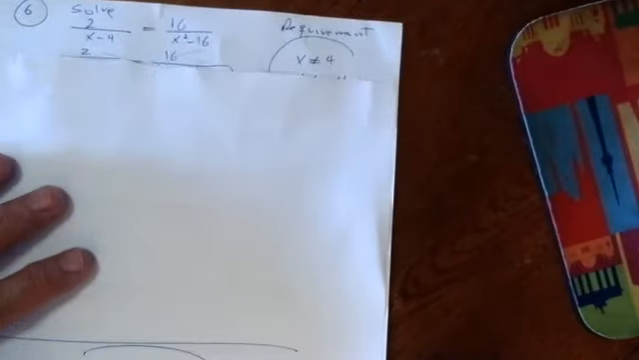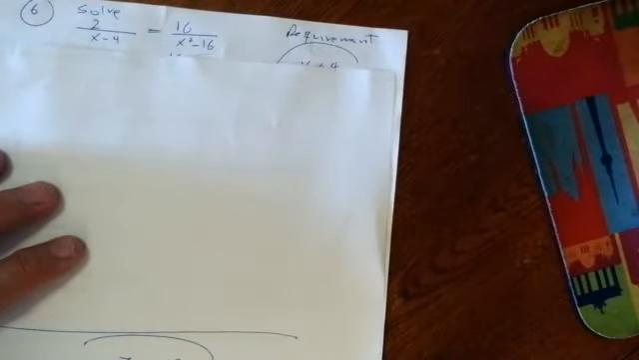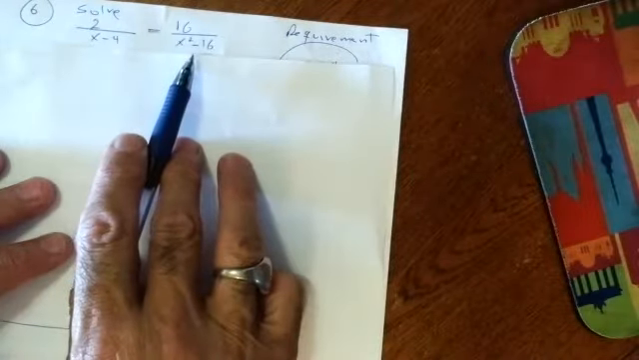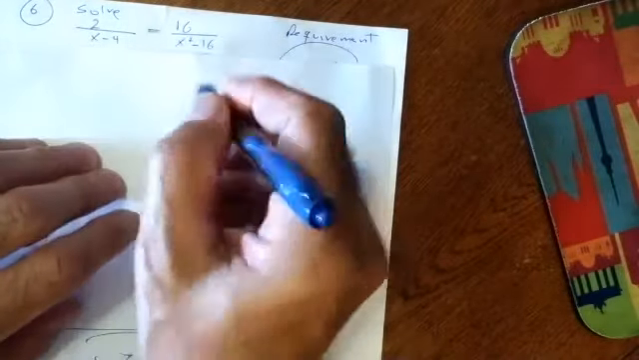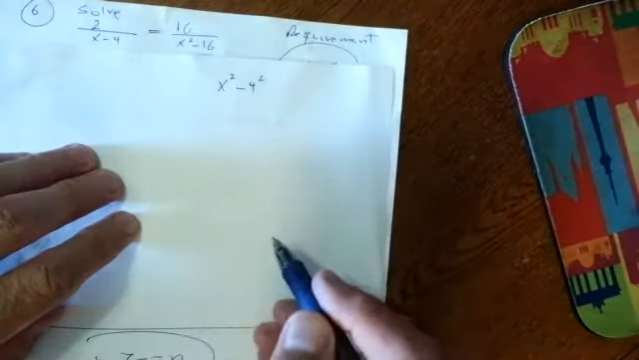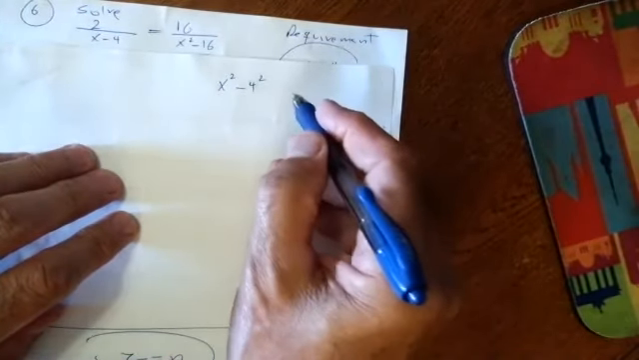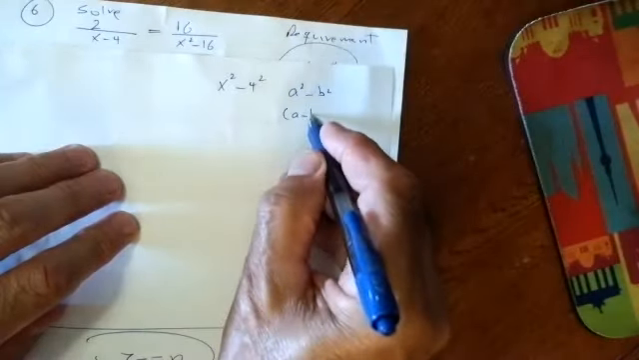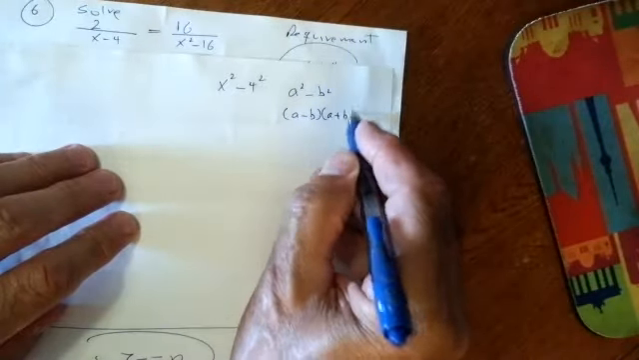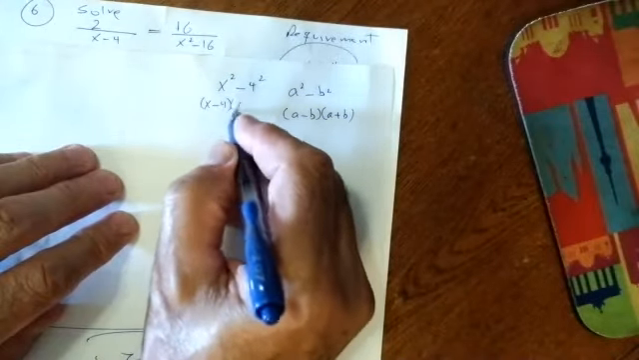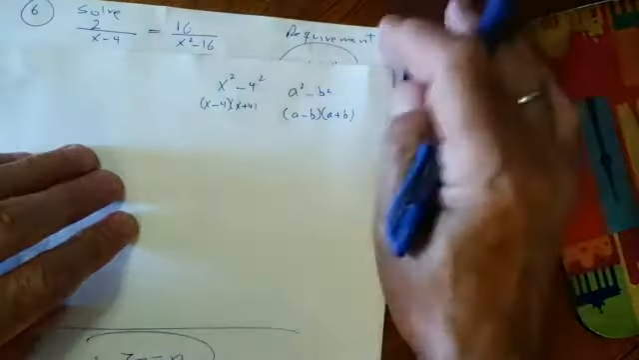Number 6, these problems, again, you have x squared minus 16. x squared minus 16 is x squared minus 4 to the power of 2. So what formula is the difference of two perfect squares? a squared minus b squared is a minus b times a plus b. Therefore, x squared minus 4 squared is x minus 4 times x plus 4, okay? Which is this.